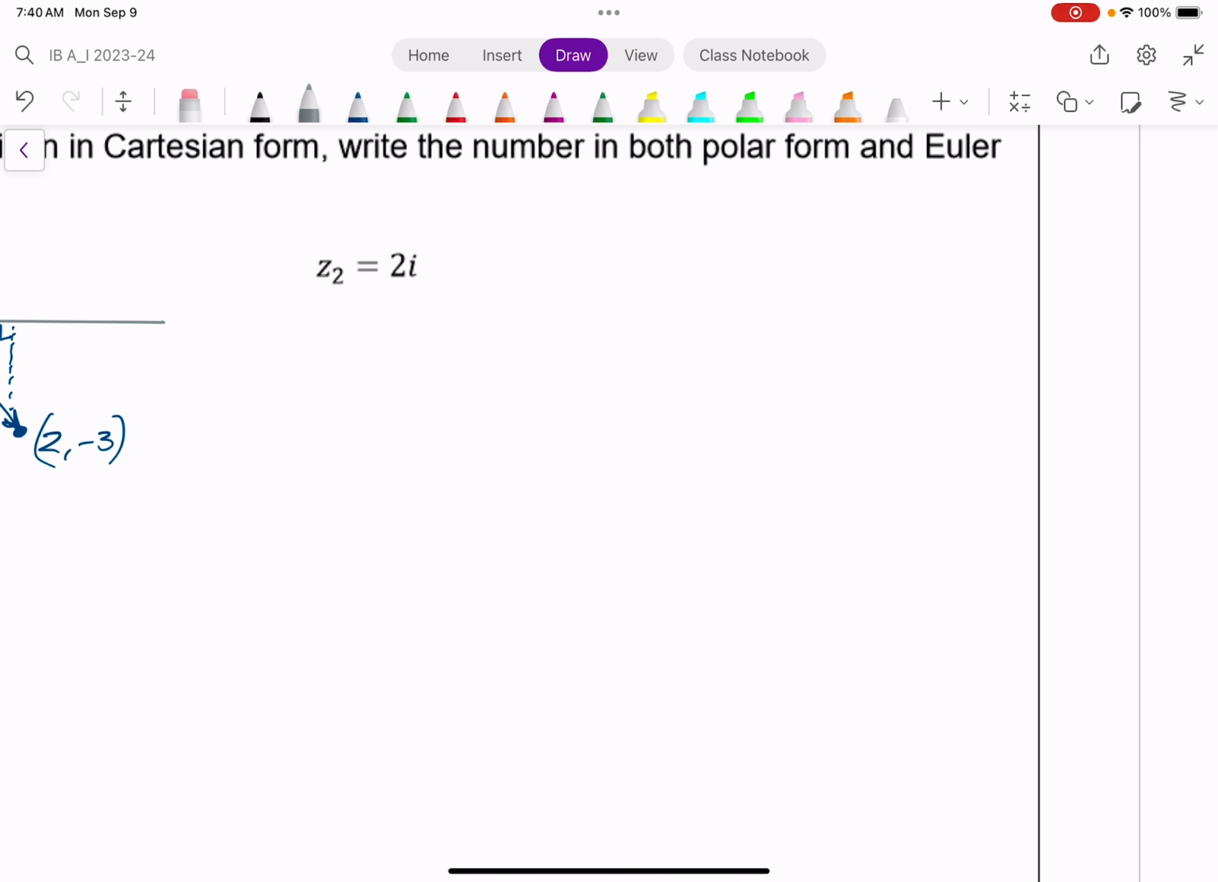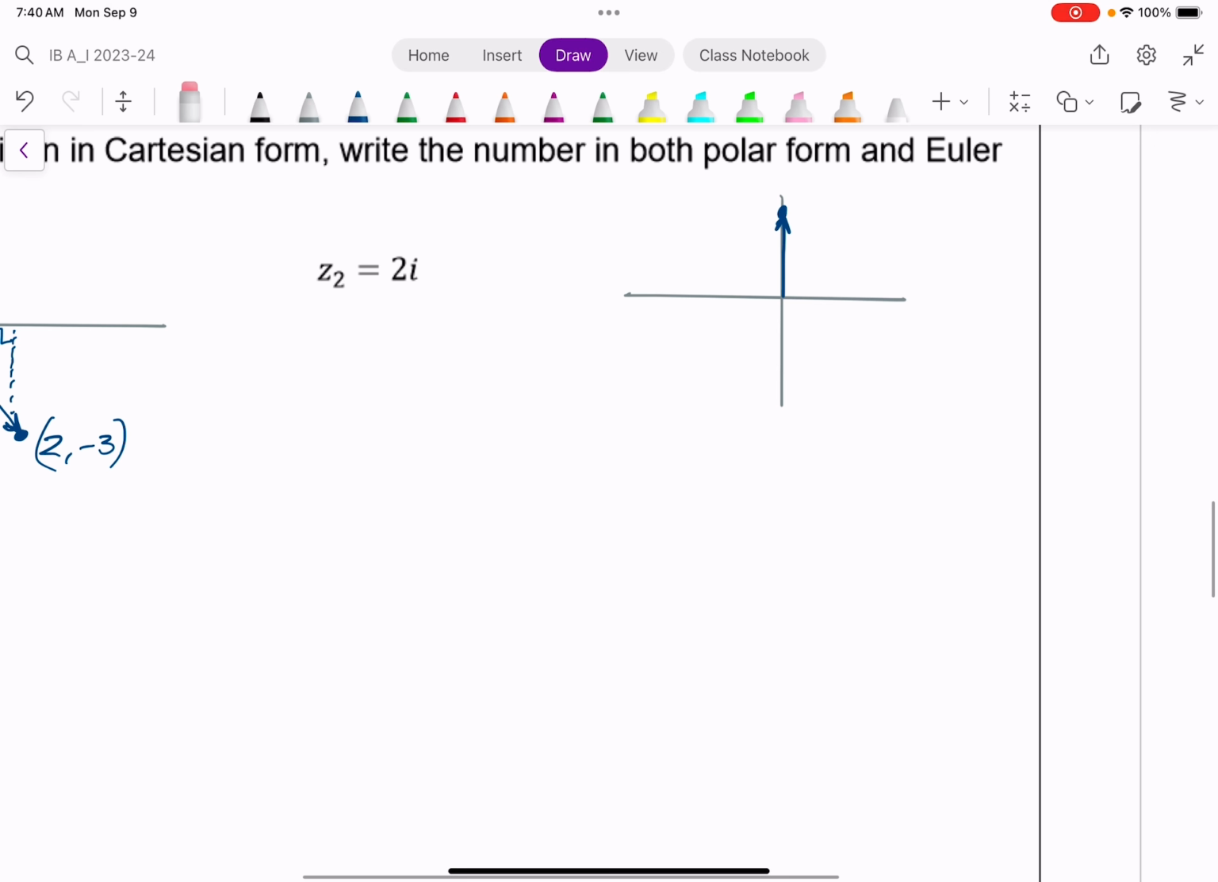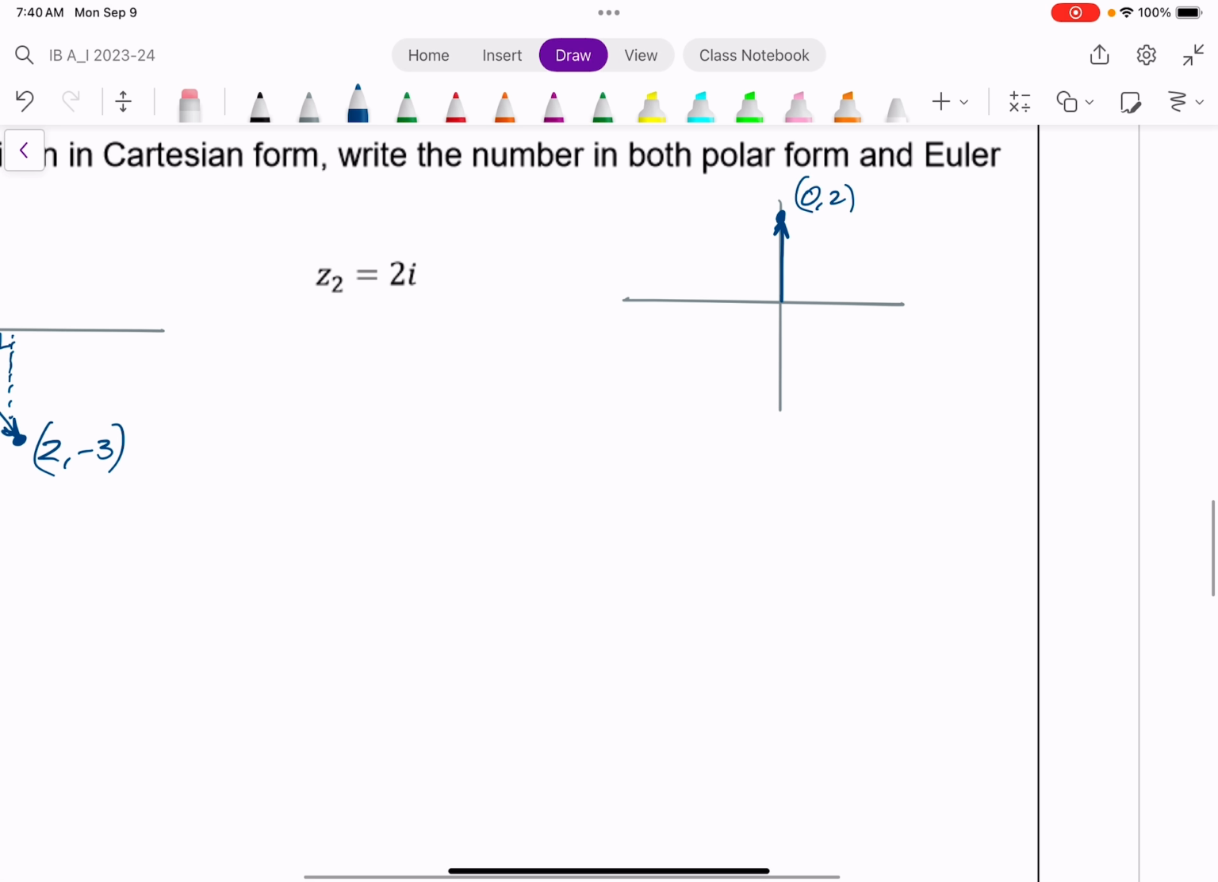All right, and then so for over here, I have 2i. So no real value for this, it's a purely imaginary number. So hopefully we can visualize this quite nicely. This means my vector is just going straight up. The coordinates would be (0, 2). And so in this case, the modulus I can see right away. The modulus must be 2, or the absolute value must be 2. And the argument is 90 degrees, or in radians, pi over 2.